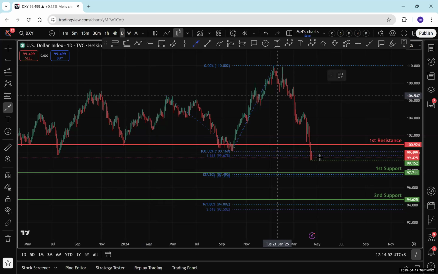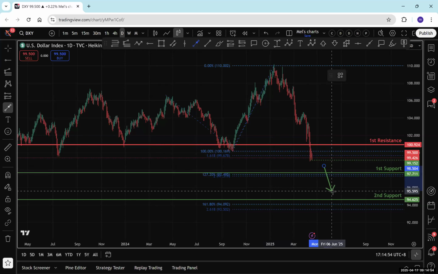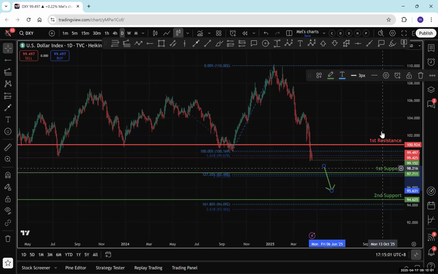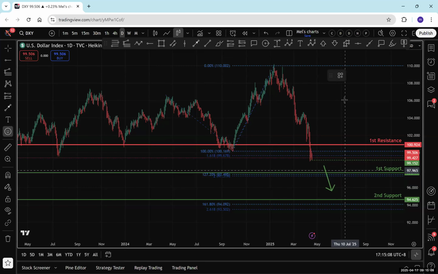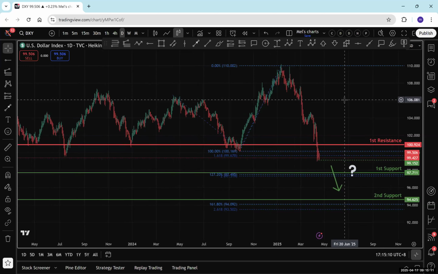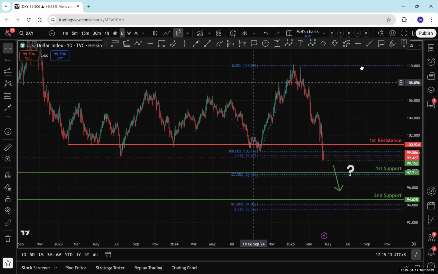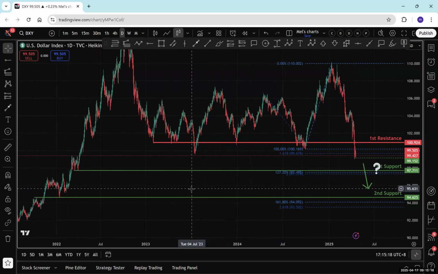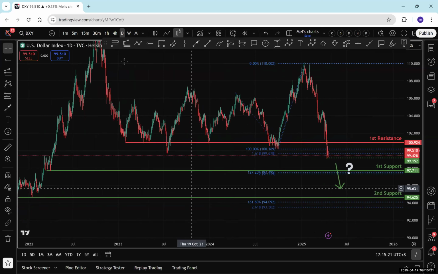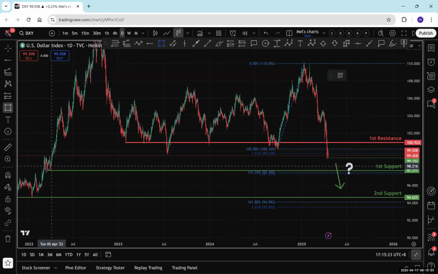I'm expecting prices to continue to drop. This first support, second support, I'm just labeling it as a support level, but of course you can label it as your take profit or as your partial profit. That's up to you. We're just basically identifying quite significant levels on our chart that are near price right now.